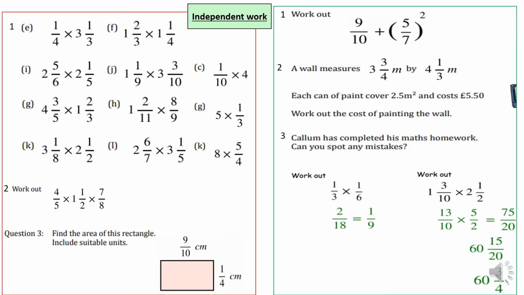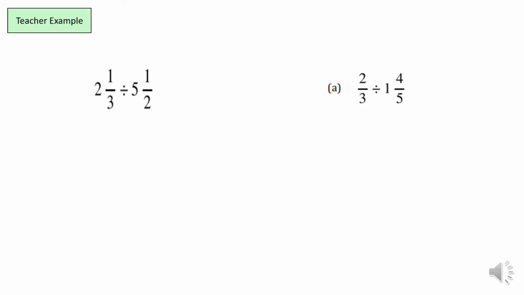Okay, can you have a go at these questions and pause the video? Okay, so after completing the previous slide, what we want to do is we want to have a go at being able to divide fractions.